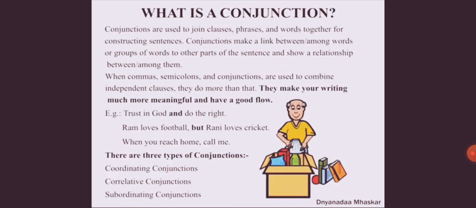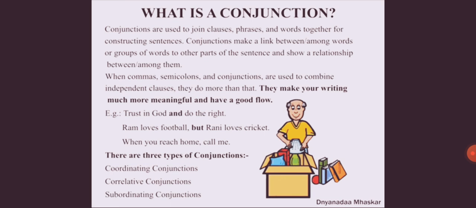What is a conjunction? Conjunctions are used to join clauses, phrases, and words together for constructing sentences. Conjunctions make a link between or among words or groups of words to other parts of the sentence and show a relationship between or among them. When commas, semicolons, and conjunctions are used to combine independent clauses, they do more than that. They make your writing much more meaningful and have a good flow.